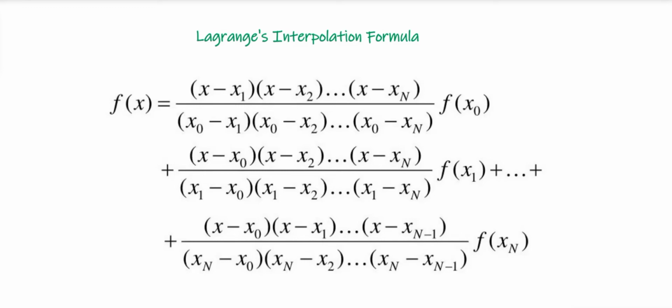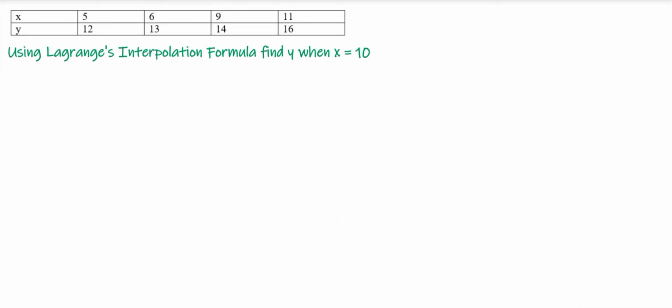Now if we talk about f of x1, then again you will see the same thing. In the denominator the values start with x1, and in the numerator you will not see x1. Then if we have f of x2, it will also be the same: x2 minus x0, x2 minus x1 and so on, and in the numerator it will be x minus x0, x minus x1, but you won't see the term x minus x2. So this is Lagrange's interpolation formula. You'll have to remember this formula, and this was one trick by which you can remember it.